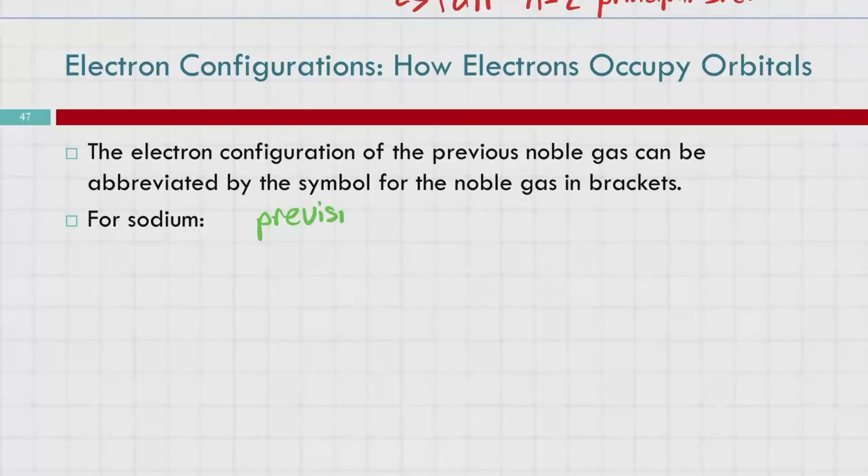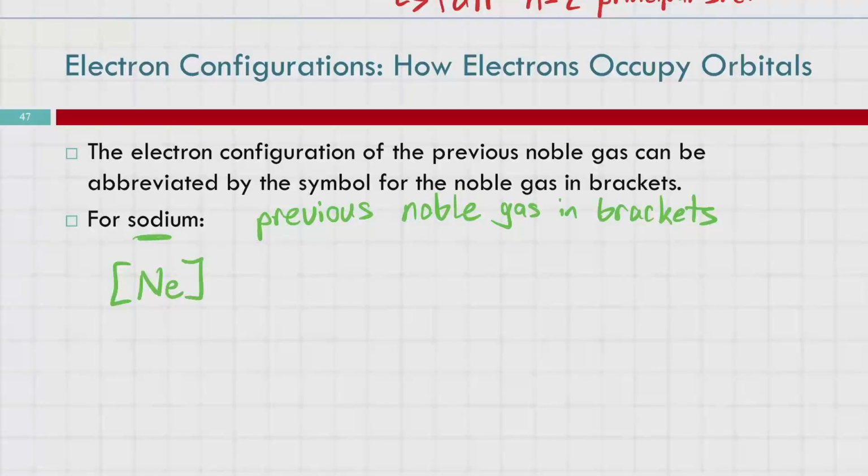So for sodium, we want to put the previous noble gas in brackets. So we find sodium on our row 3. It's the first entry in our row 3, it's Na. The previous noble gas is neon, and we just went over the electron configuration and orbital diagram for neon. So we can skip most of the work by just writing neon in brackets.